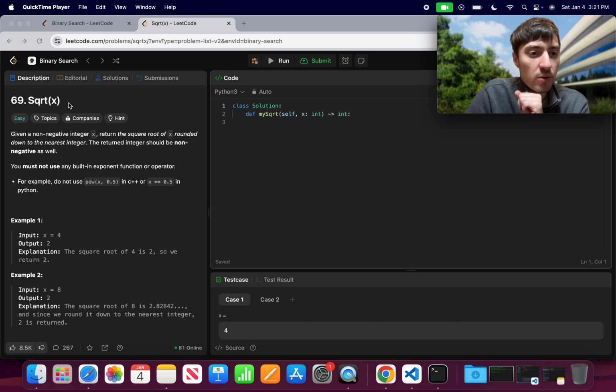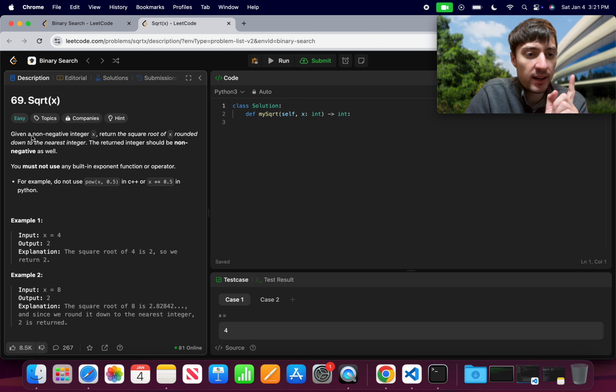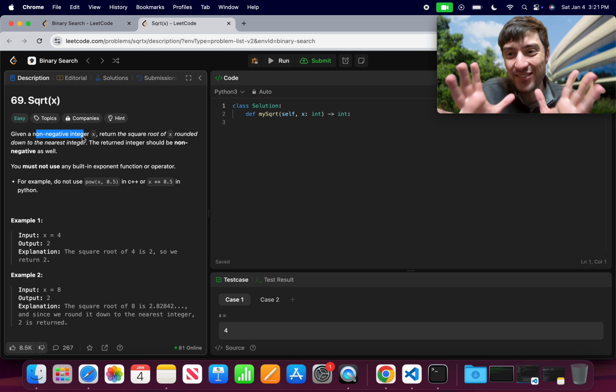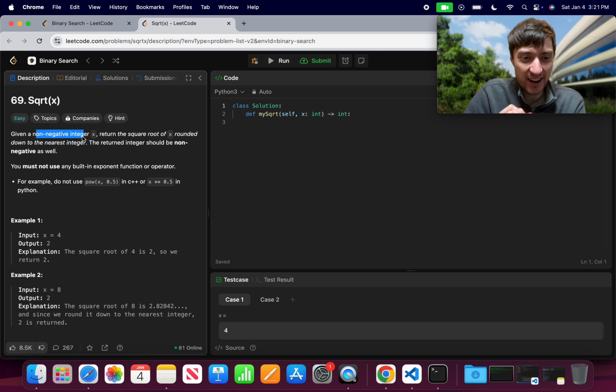So, square root of x. Given a non-negative integer, let's see if I can do it this time. All right, given a non-negative integer x. So x is going to be non-negative. Return the square root of x, rounded down to the nearest integer. Okay, so we're given a non-negative number and we need to output what the square root of it would be. The return integer should be non-negative as well, which makes sense because the square root is never negative.